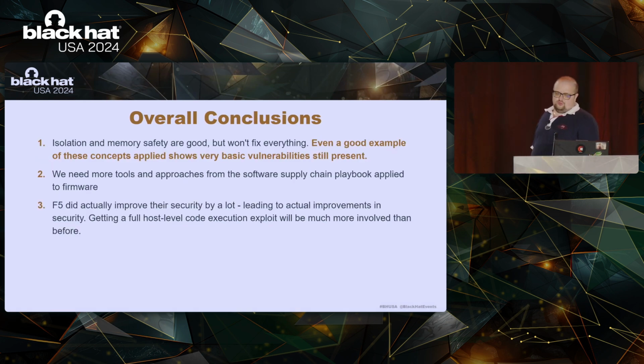Overall conclusions are as follows. Isolation and memory safety are really important, but they don't fix everything. I think what I just showed you with Kubernetes is a really good example of isolation and memory safety applied, and it shows that very basic vulnerabilities still exist. You cannot fix SQL injection with memory safety. It's just not how it works.